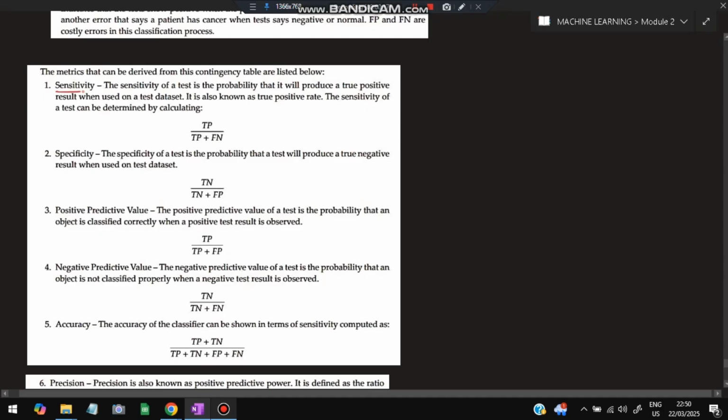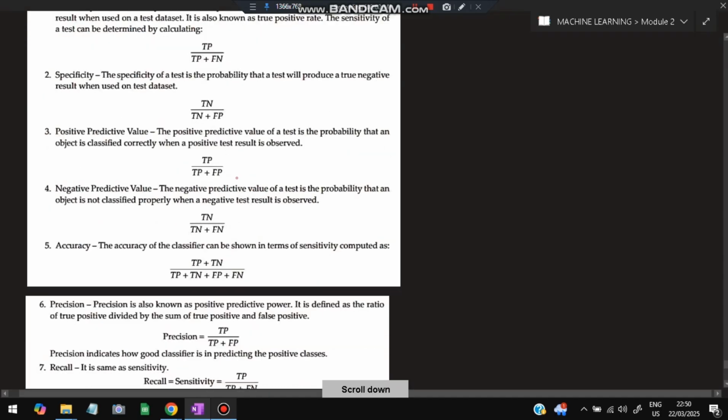First one is sensitivity. It is the probability that the test will produce a true positive result when the test is run on the dataset. So TP by TP plus FN. Okay, and specificity. What is specificity? The specificity of the test is the probability it will produce a true negative result when used on a test dataset. So it is TN by TN plus FP. Next are the positive predictive value and the negative predictive value. So we'll be having TP at the top here and TN at the bottom here.